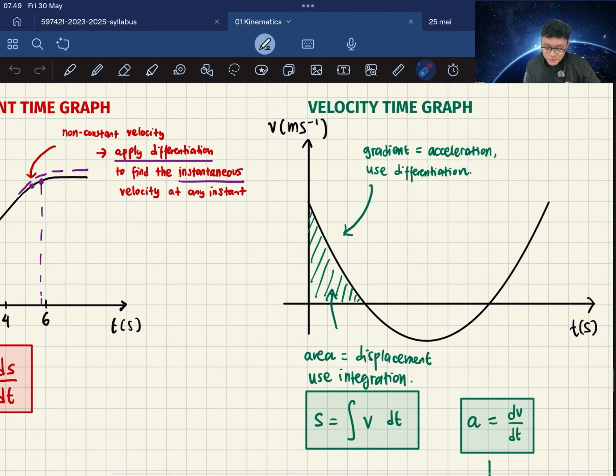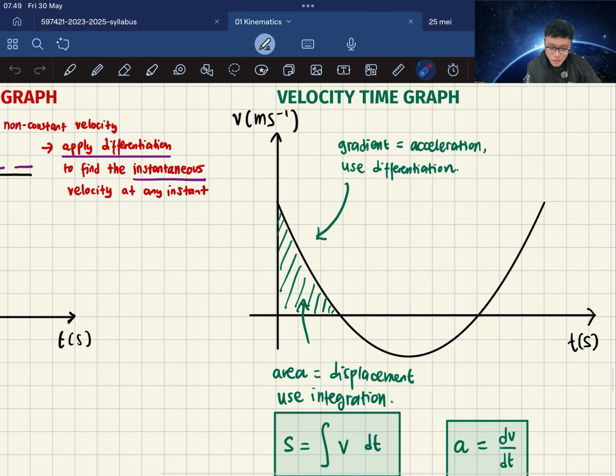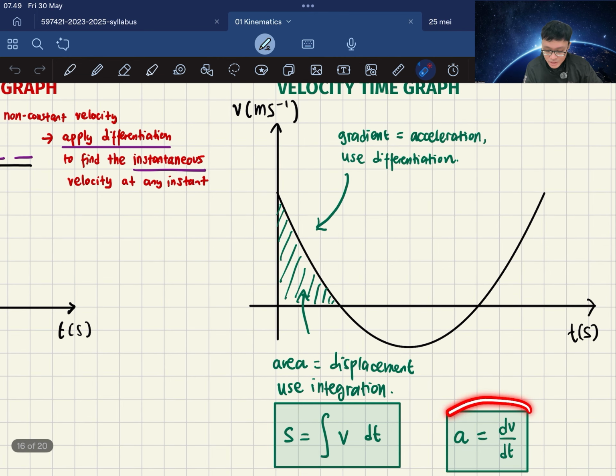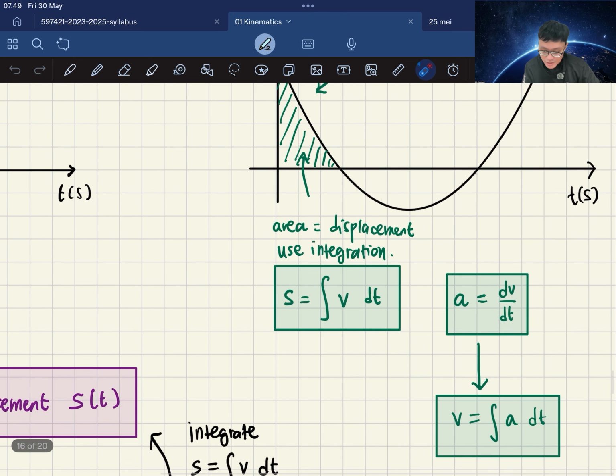From the second graph, which is velocity time graph, we can find the gradient again, and that gives you acceleration. So using the same idea, we can write acceleration equals to gradient, which is derivative of velocity time graph function, which is a equals to dv over dt, same like before. And we can apply the opposite. If acceleration is the derivative of velocity, that means velocity is just integral of a dt.